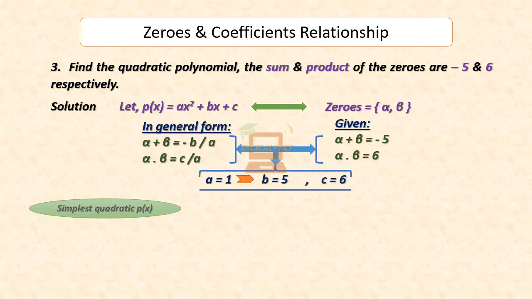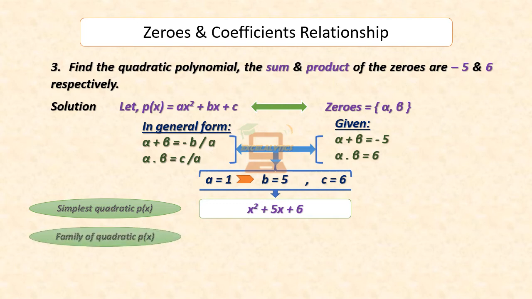So, the simplest quadratic polynomial which fits the given conditions is x squared plus 5 times x plus 6. But in general, the family of quadratic polynomials satisfying the above conditions will be represented as k times x squared plus 5 times x plus 6, where k is real.